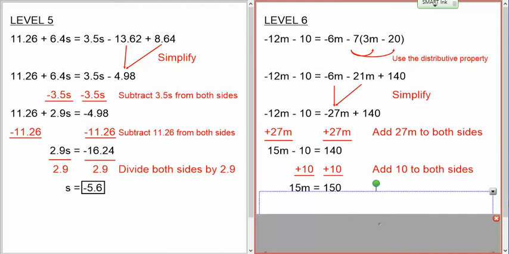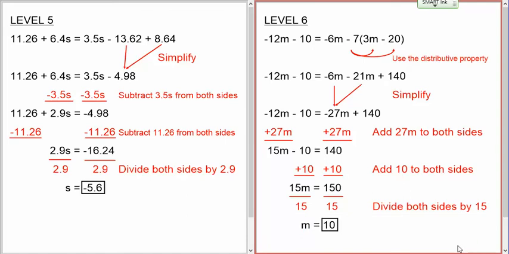And like I said, most of the time, there's only been one occasion where this hasn't been the case, I'm going to divide on both sides to get my final solution. So I'm going to divide both sides by 15. You always divide by the number that the variable m is being multiplied by. It's being multiplied by 15. How do you undo that? You divide by 15, and that gives you the solution of 10.